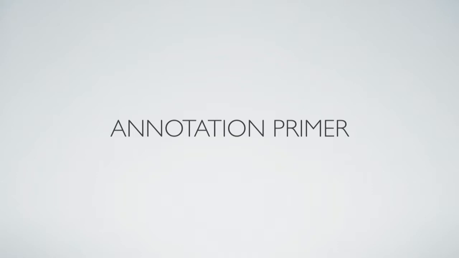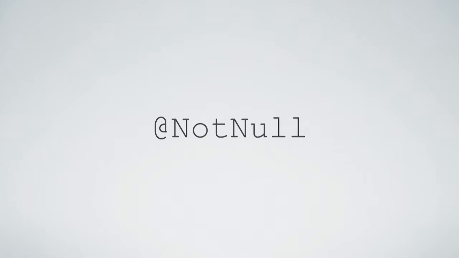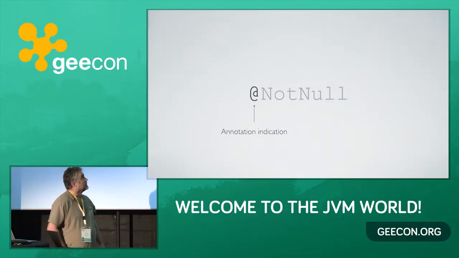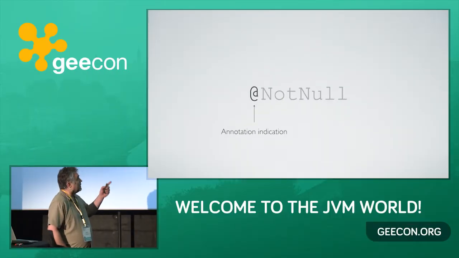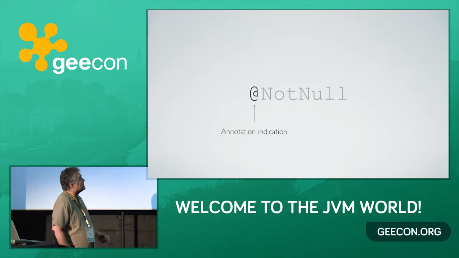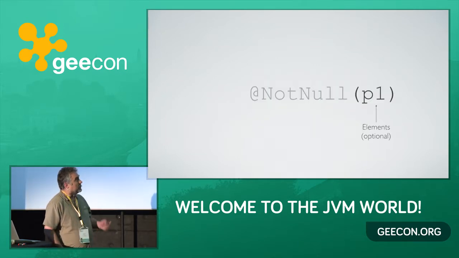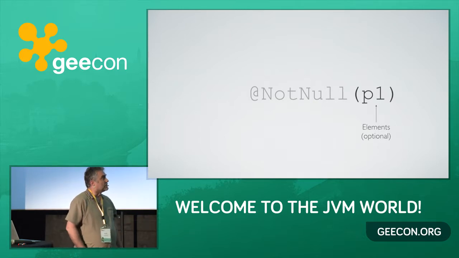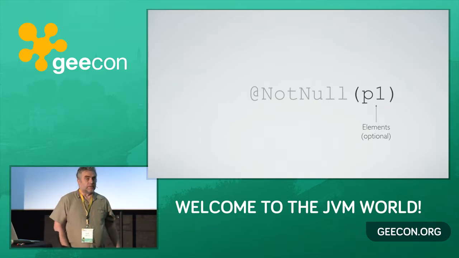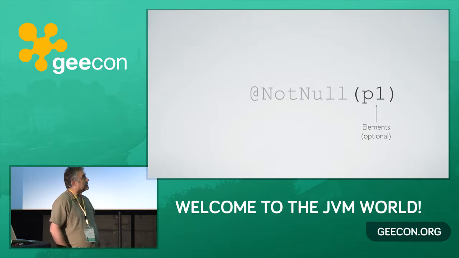Let's assume that somebody never heard what an annotation is. So this is it. This is an annotation. I chose that one on purpose. Let's look into the components. This is the annotation indication. This is the annotation name. And there might be optional parameters called elements. I guess everybody knows that, so it's really a quick rehearsal.